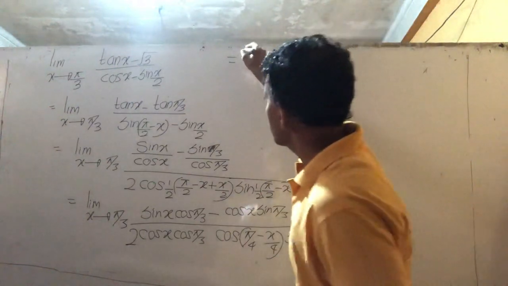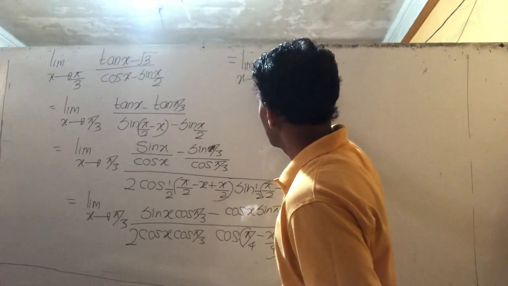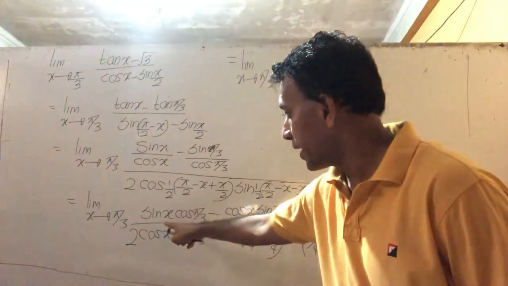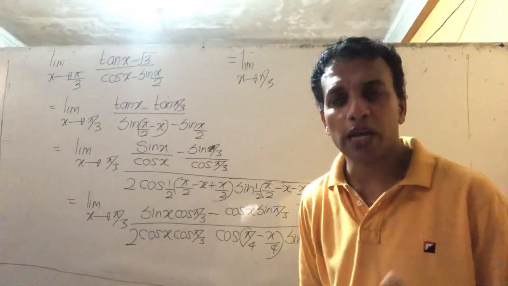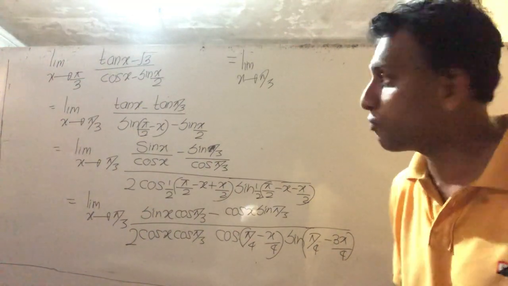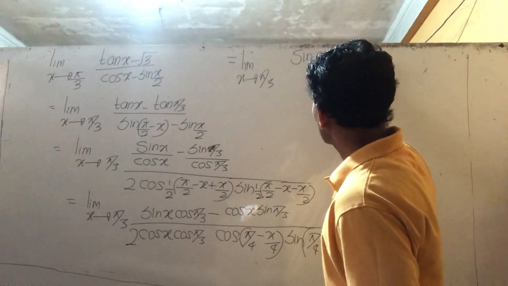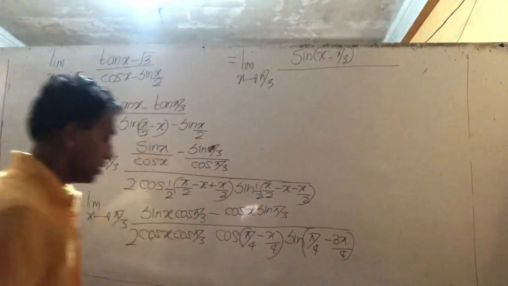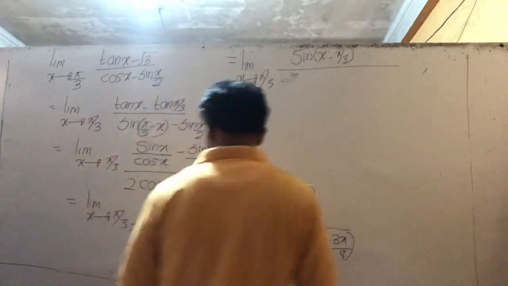So next I write here. Now see, limit x tends to pi by 3. What is the form? Numerator, trigonometry: sine x cos pi by 3 minus cos x sine pi by 3. It is sine a minus b form. Sine a cos b minus cos a sine b, sine a minus b form, right? It is sine of x minus pi by 3, over, here 2 cos. Oh wait, I'll show like that.